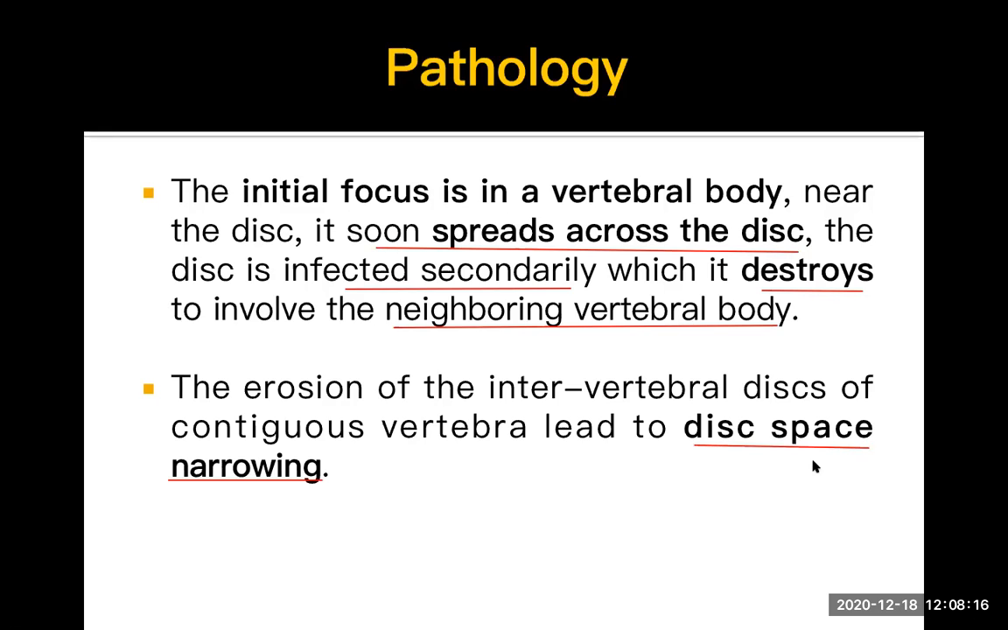The two vertebrae will come closer to each other, and we can see that in the X-ray. The disc space is narrowed there. And if the destruction is more, then there will be development of deformity. This deformity is called gibbous formation. Okay, gibbous formation, very important term. We'll talk about that.